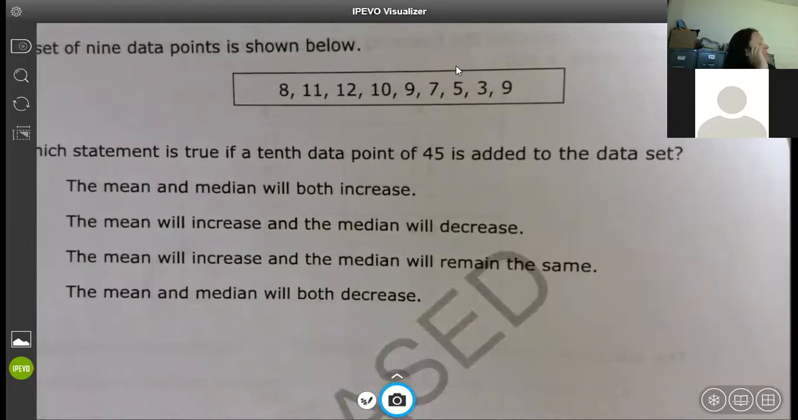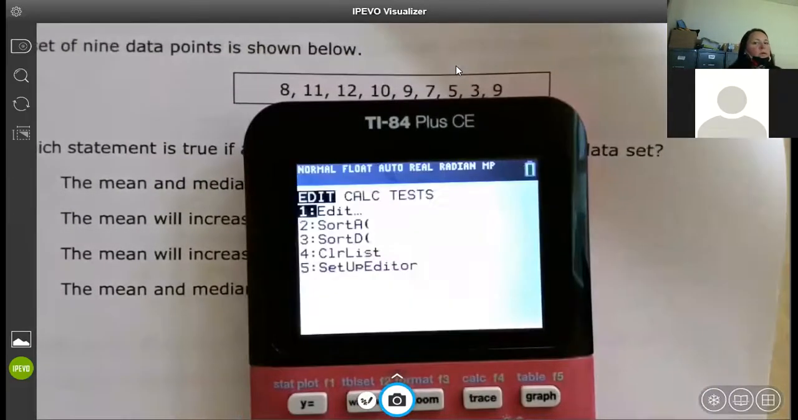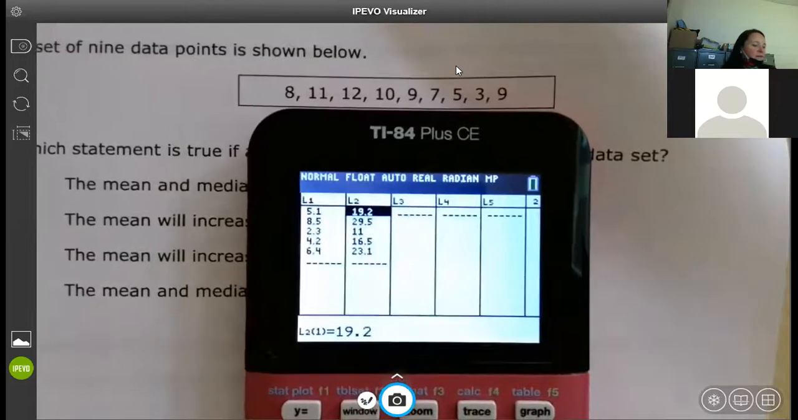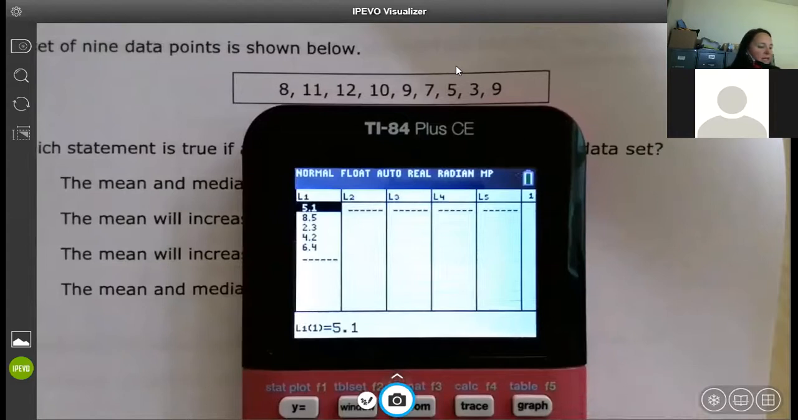You can, but I can do it in my calculator so they don't have to keep typing it in. Do you remember how we did it? You guys just did it right before Thanksgiving. It's kind of the same thing that we just did. We just use L1. So remember to find mean, median, mode, we go back to stat and edit. And we don't need anything in L2, but we're going to put everything in here.